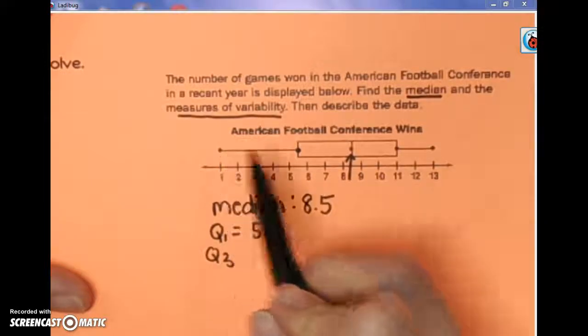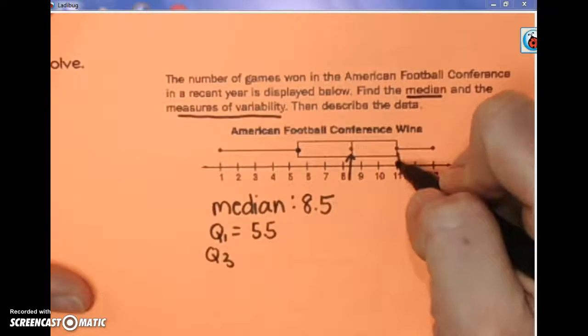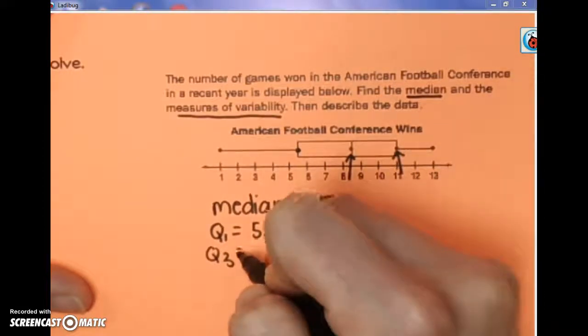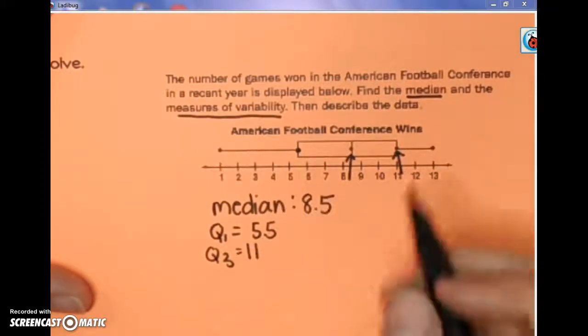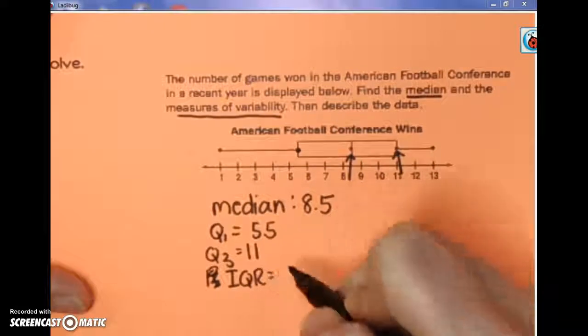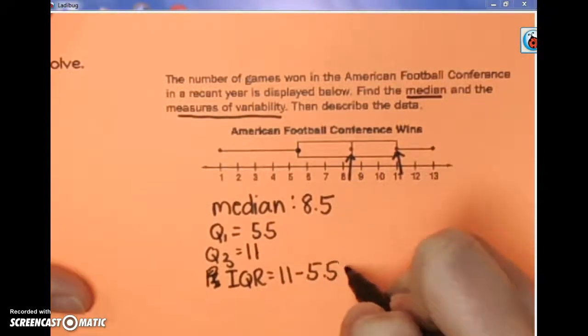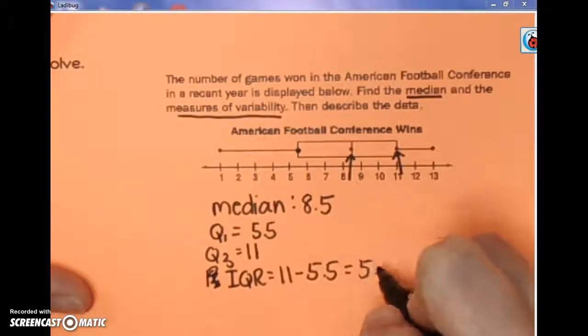So this is the lower extreme. This is Q1. That's the median. Here is Q3, right on 11. We'll do IQR next. Remember, IQR is taking 11 minus 5.5. So your answer is 5.5.